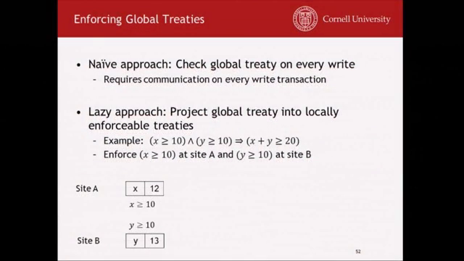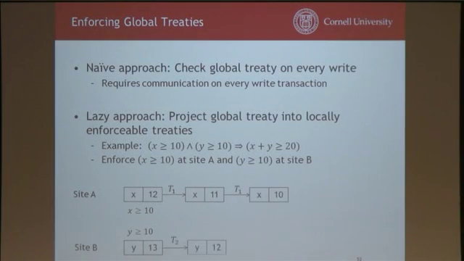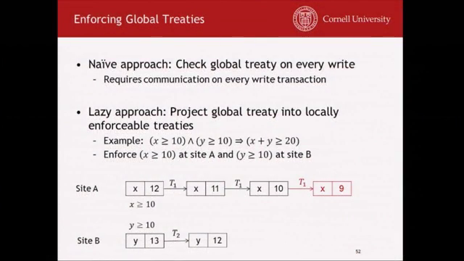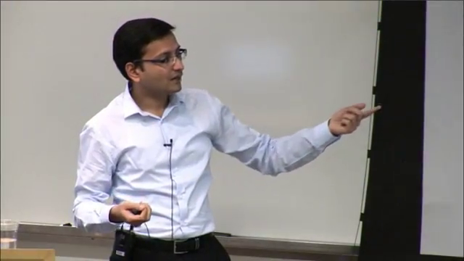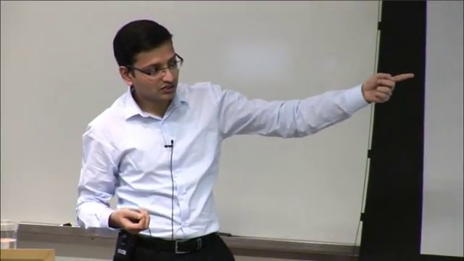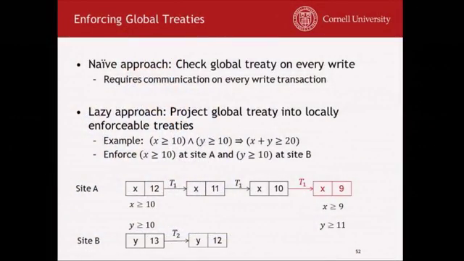So as opposed to enforcing the global treaty, I'm now going to enforce these local treaties. I keep on executing transactions until I run into a treaty violation. Now, given that these local treaties have to be more conservative, this violation is going to occur earlier than in the previous case which I showed you, at which point you renegotiate and establish a new set of treaties, and the protocol goes on.